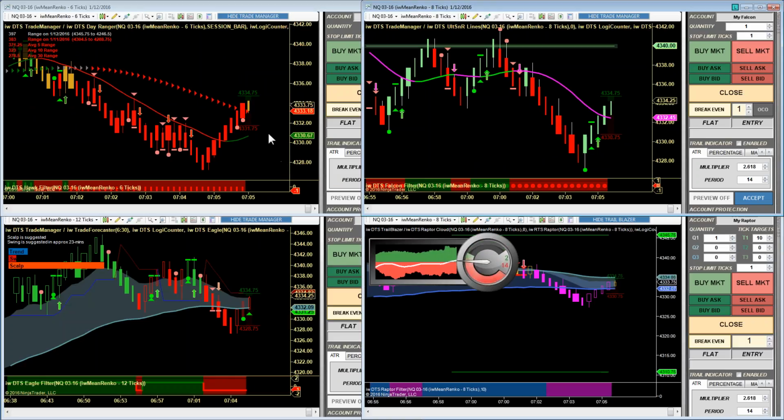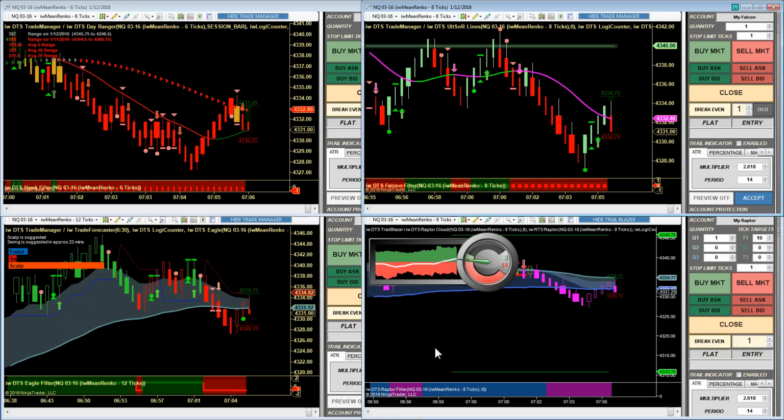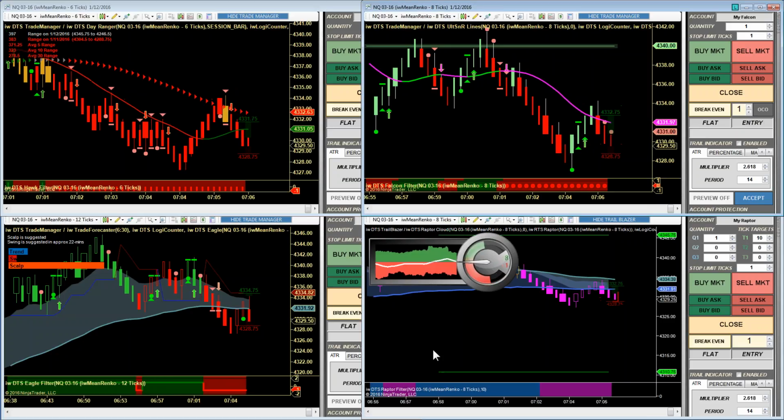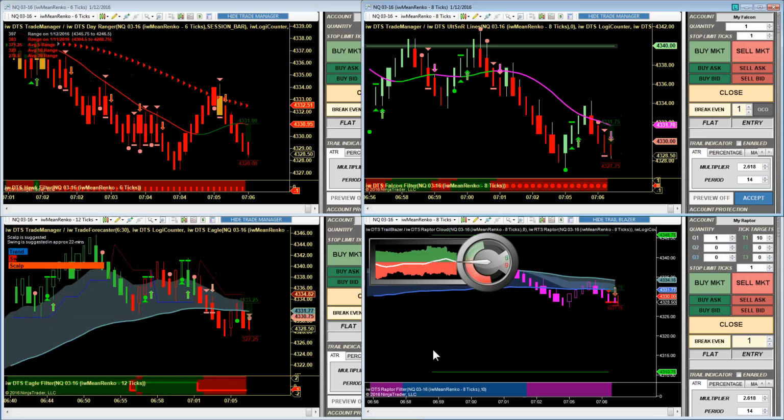So my attempts to try to capture a bigger move have been thwarted. We did pick up a profit here on the Falcon trade. Couple of little profits here on the Hawk and a couple of break evens. And here they come again.